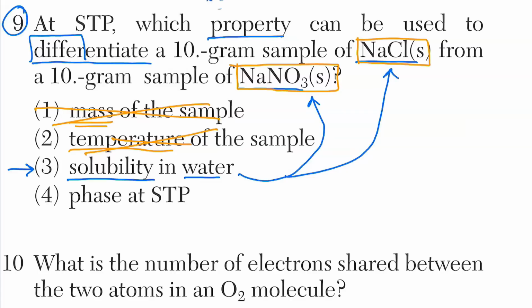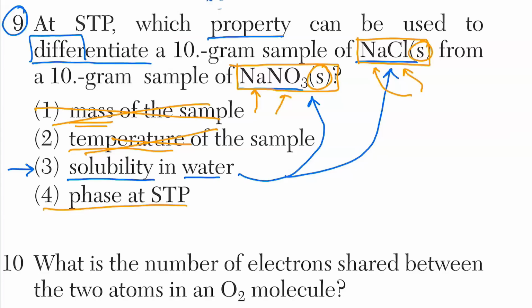Okay, going back to the choices, phase at STP, well, these are ionic compounds because they're metals and then non-metals, or in this case, metal and non-metal. So these guys are all solids, by the way, as all ionic compounds are at STP. So they're both solids, and being solid isn't enough to say one's different because they both are. So 3 is the answer, solubility.